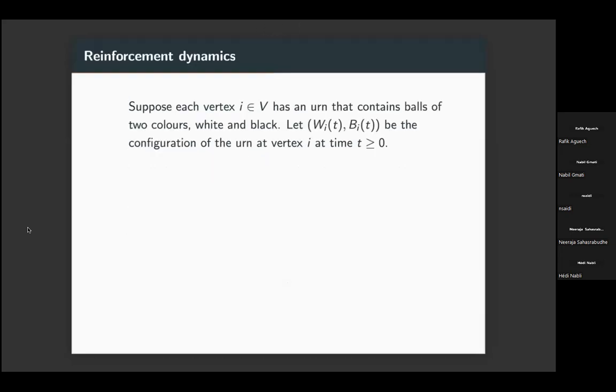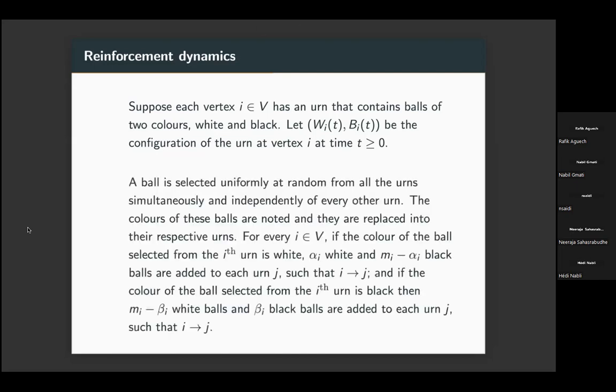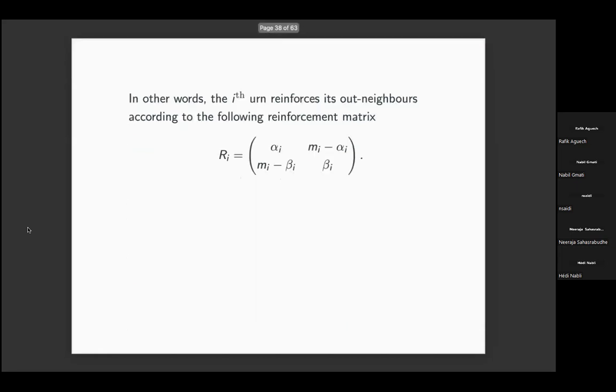Now about the reinforcement dynamics. Like I said, at each vertex, I'm going to place an urn that contains balls of 2 colors, white and black. W_i(t) is the number of white balls in urn i at time t, and B_i(t) is the number of black balls in urn i at time t. Now, a ball is selected uniformly at random from all the urns simultaneously and independently. Based on what you have drawn, each urn is going to reinforce its out neighbors, according to this matrix.